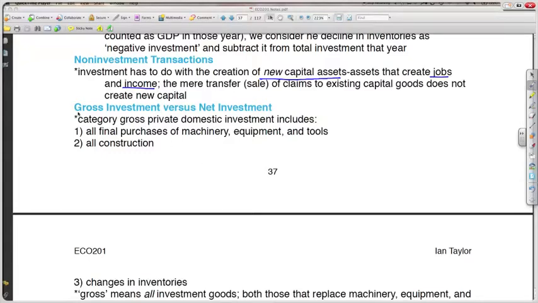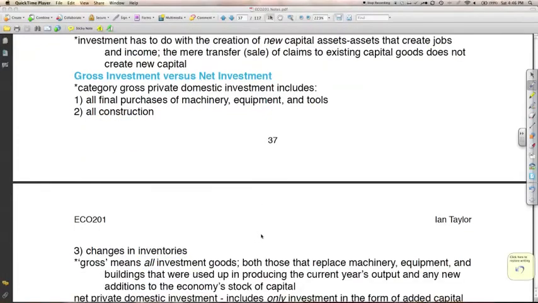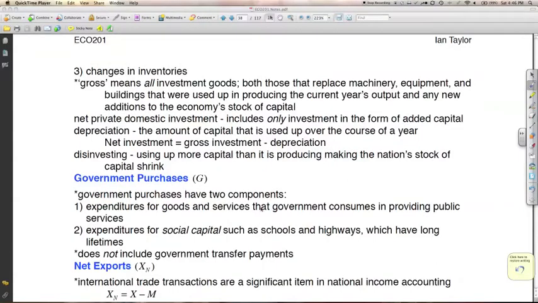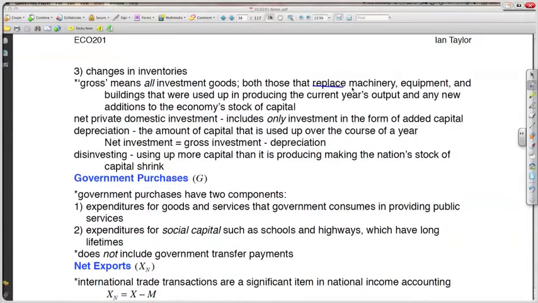We also have a difference between gross and net investment. So when we talk about gross investment, then we're talking about all final purchases of machinery, equipment, tools, all construction, and then changes in inventories. When we talk about gross, it means all investment goods. So both those that are replacing machinery, equipment, and buildings, and any new additions to the economy's stock of capital. Net investment includes only investment in the form of added capital. So it's only looking at the new. Whereas gross looks at the replaced machinery, equipment, and buildings and the new additions.